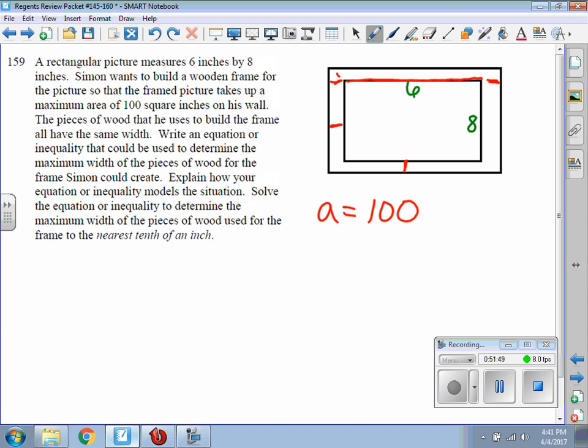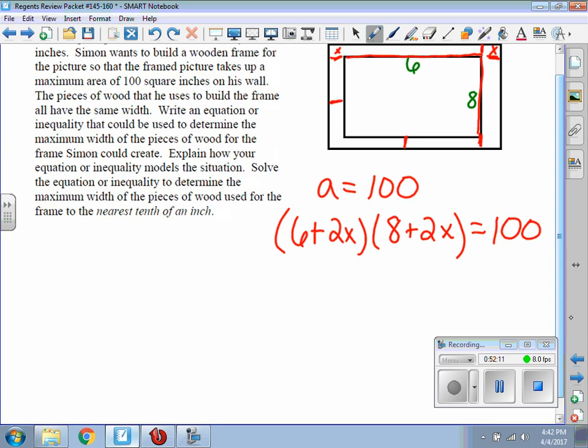Let's call this width x and x for the frame. So the entire width is 6 plus 2x, just like that walkway problem. The other side is 8 plus 2 more pieces of frame. So 8 plus 2 pieces of frame gives us a total area of 100. Okay, well, we would box method this out. When you do the box method, you will get 4x squared plus 28x plus 48 equals 100.